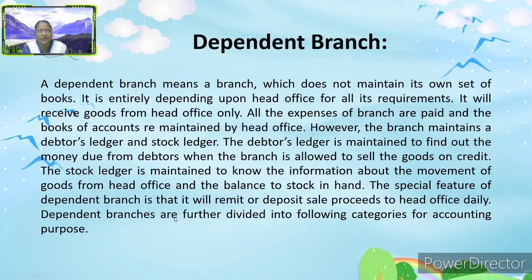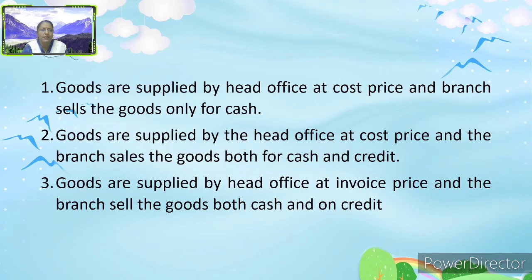Dependent branches are further divided into the following categories for accounting purposes. Now let us see how it is divided further. First one: goods are supplied by the head office at cost price and the branch sells the goods only for cash. This is one of the important ones: supplied by the head office at cost, and it sells the goods only for cash.